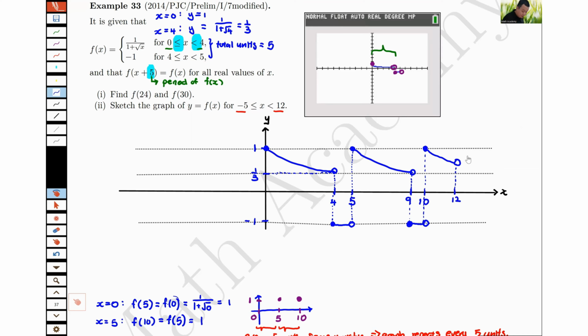Let's finish here first. What is the end point of this graph? Endpoints, you have to indicate the value. So I'm trying to find out what is F12. F12 is F7, which is F2. We keep subtracting 5 from the X value. And F2 belongs to the top piece equation. You're substituting X to be 2. So I get 1 over 1 plus square root of 2. So hence, this is at 12 and 1 over 1 plus root 2.